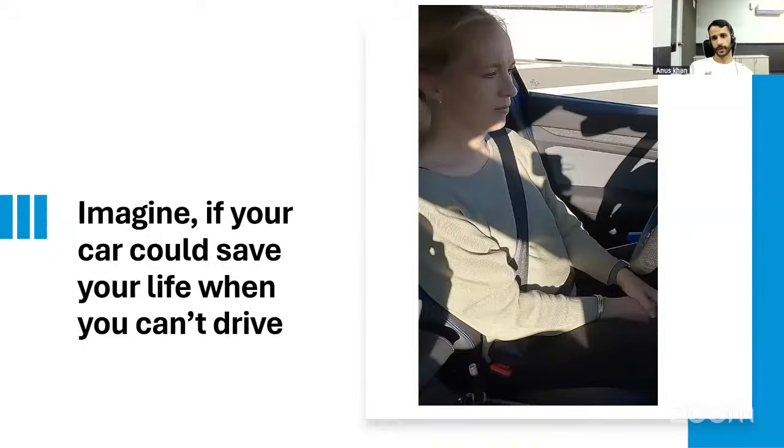Now imagine, guys, if your car could save your life when you can't drive. After watching this video, you will be clear about why I was saying in the previous slide that it is essential our model should be able to make decisions wisely, rapidly, and independently without any human intervention, without any central server acknowledgement. So let's watch this video and then I will explain it to you after that.